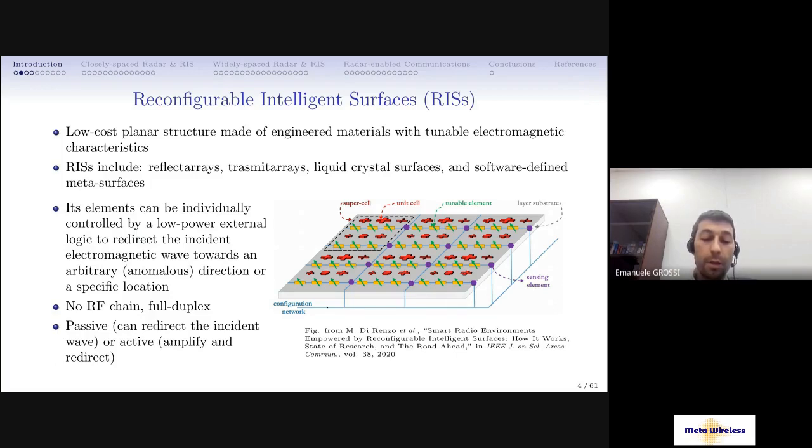The key features are that RISs do not require a radio frequency chain, and that they are intrinsically full duplex. Also, due to the low footprint, they can easily be deployed in the environment at an affordable cost. RISs can also be passive, or better, nearly passive, in which case they can just redirect the incident wave, or active, in which case they are able to amplify and redirect the incident wave, for example, to compensate the two-hop attenuation in a RIS-operated link.